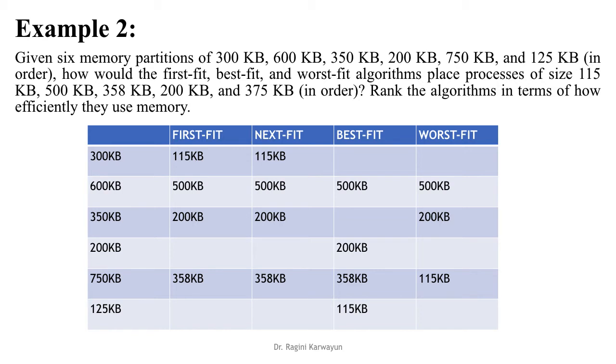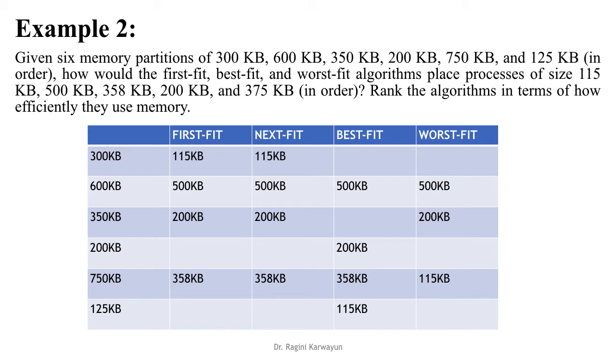Now next fit in this case will be similar to first fit. Similarly, you will start with 115, first hole 300 KB, so you will allocate this. Next process is 500 KB, so it will be allocated the 600 partition. The next is 358, it cannot be accommodated in 350 and 200, so the 750 partition will be allocated to the 358 KB process, and so on. So in this case, first fit and next fit are the same.